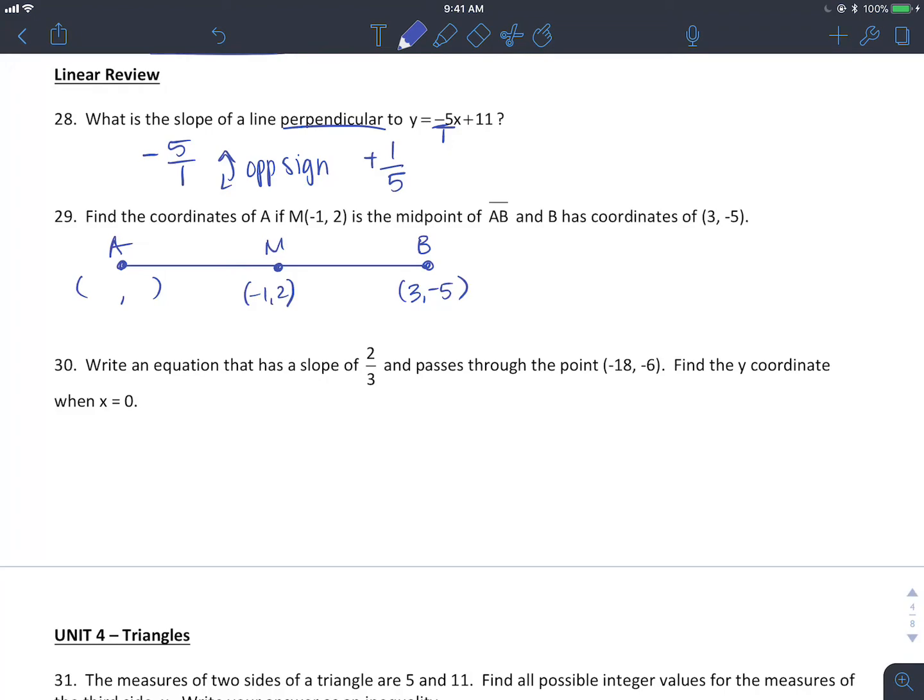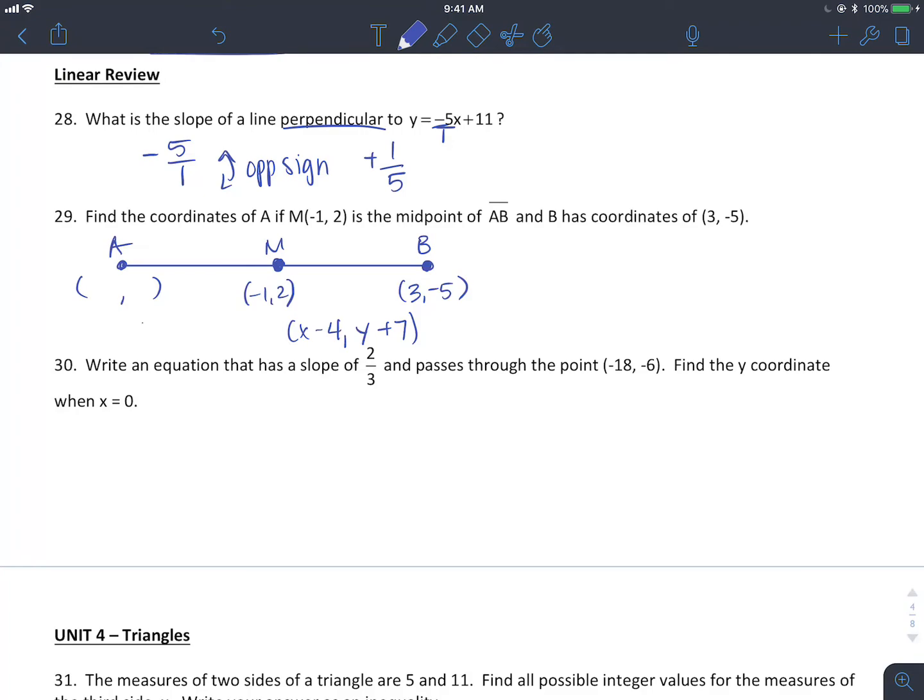So what we can look at is you start at your end point and see how you got to the middle, how you got to that M value. So from B to M, our x had to subtract 4. So x minus 4. And then our y went from -5 to +2. So we had to add 7. So that means to get from B to M, we have to subtract 4 and add 7.